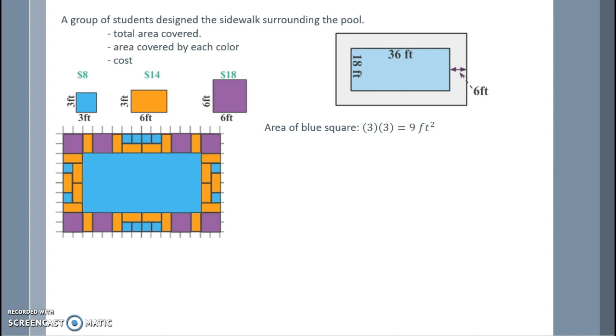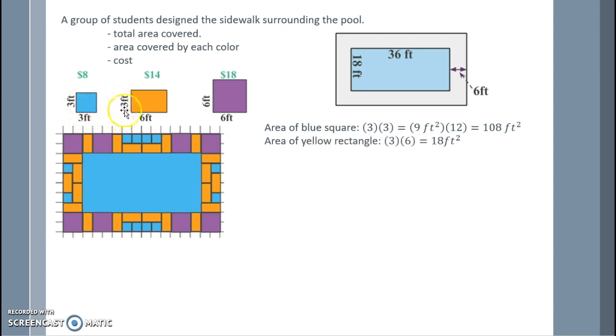So the area of the blue square is 3 by 3, so 9 feet squared. We have 12 of those blue ones by counting. 1, 2, 3, 4, so here would be 8, 9, 10, 11, 12. So the area of 1 times how many we have, so 108 feet squared of blue.